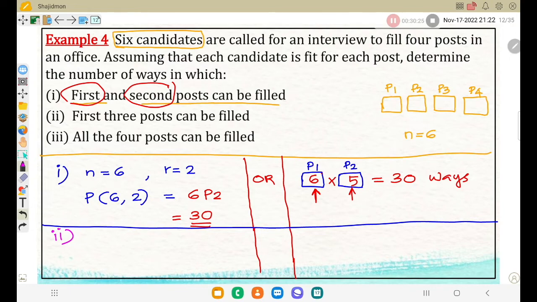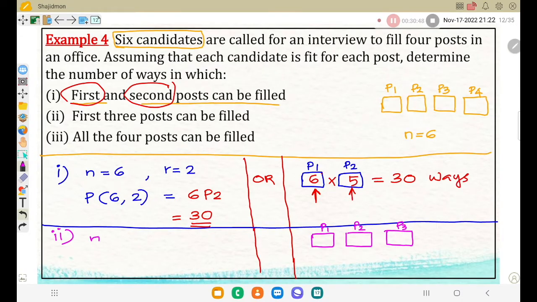First 3 posts can be filled. How many posts do we need to fill? First post, second post and third post. If you are thinking like this, it is easy to clear the question. How many ways can we fill the first 3 posts? That is the question.